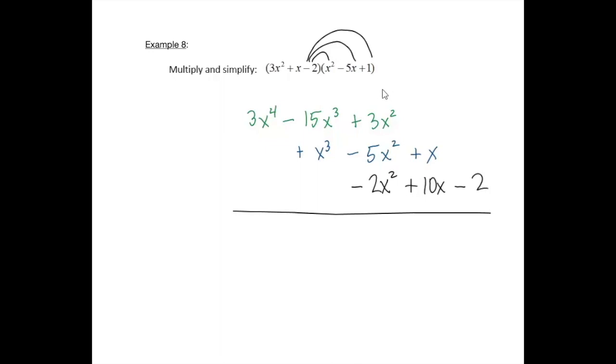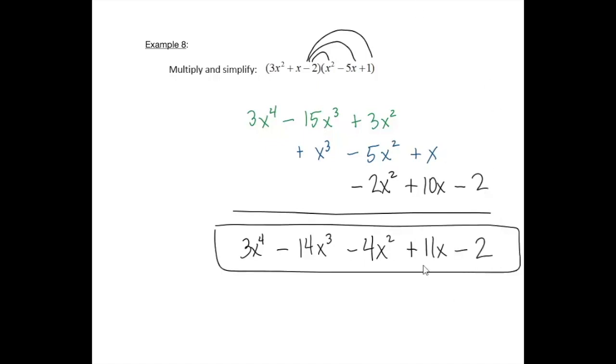Now let's simplify by combining like terms. 3x to the 4th. -15x cubed plus 1x cubed is -14x cubed. 3x squared minus 5x squared minus 2x squared is -4x squared. 3 plus -5 is -2, and -2 plus -2 is -4. 1x plus 10x is 11x, and 0 plus 0 plus -2 is -2. And here's our simplified expression.